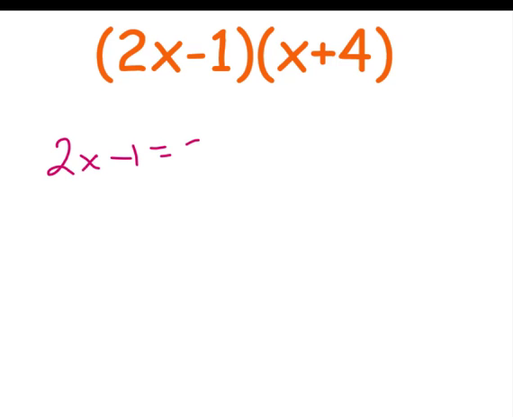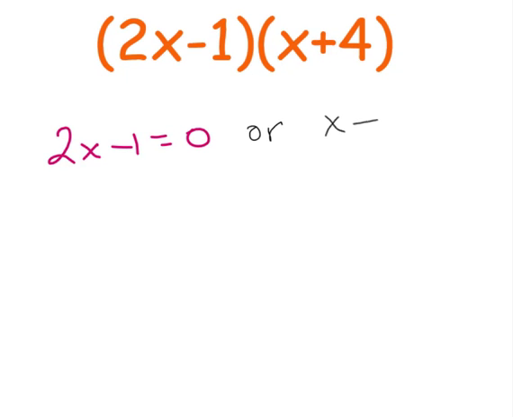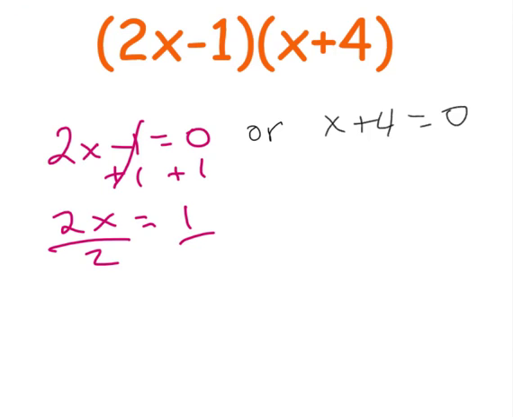2x minus 1 is equal to 0, or x plus 4 equals 0. So what do we get here? We add 1 to both sides. 2x equals 1. Uh-oh, what do I do now? Yes, that's the coefficient of 2x. So all we have to do now is divide both sides by 2. This becomes a 1. So 1x is equal to half.